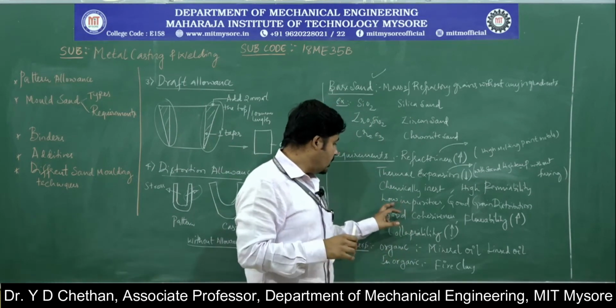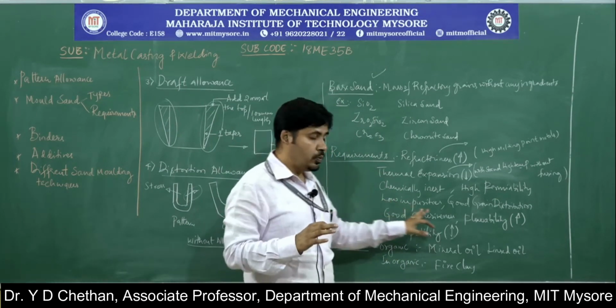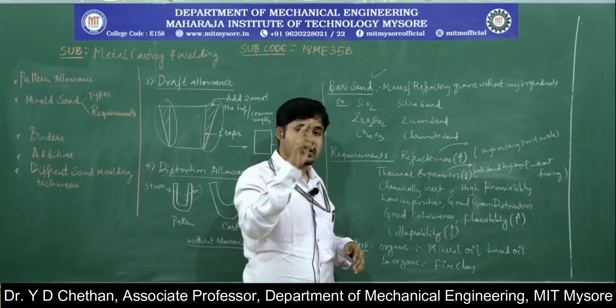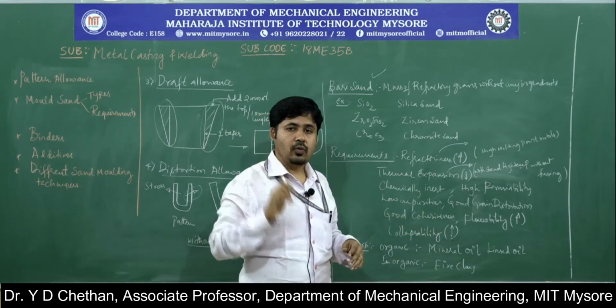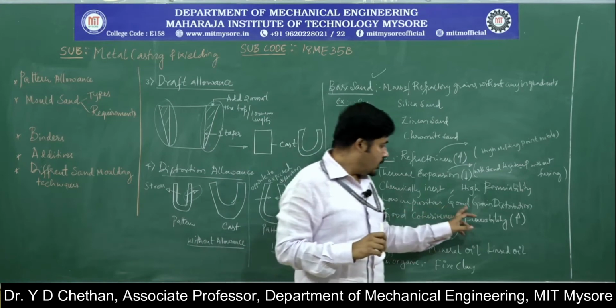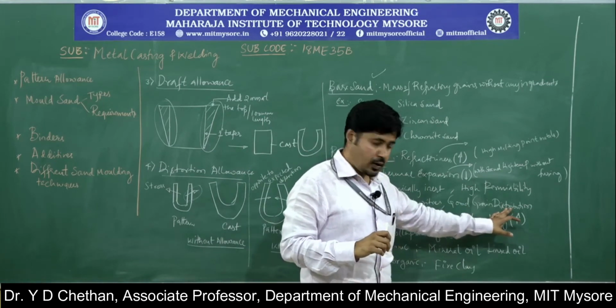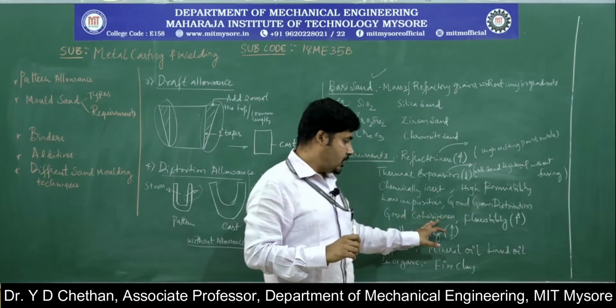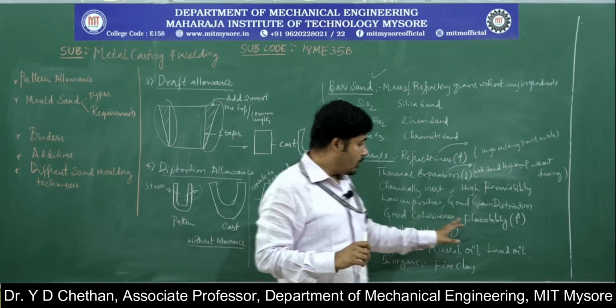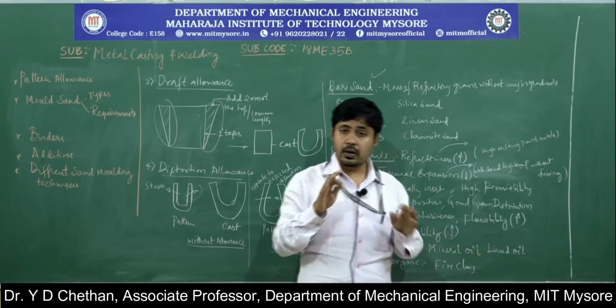Then the next requirement is that it should have low impurities. As the impurity increases, that leads to a reduction in the quality of the cast. Then the next one is that good grain distribution is required. Then good cohesiveness is demanded. Then flowability, the flowability of sand.